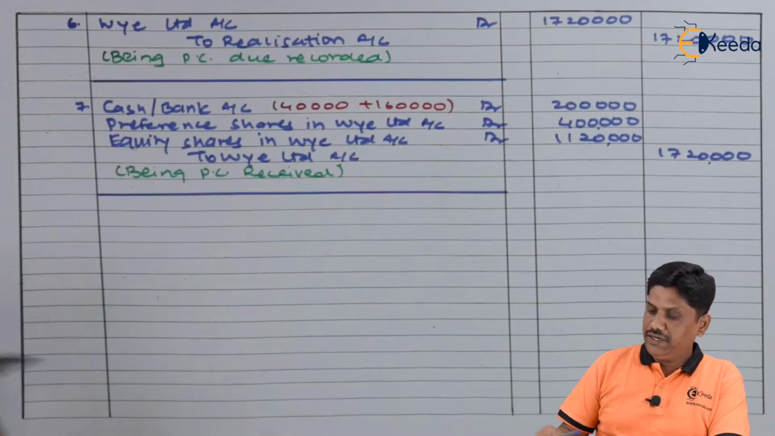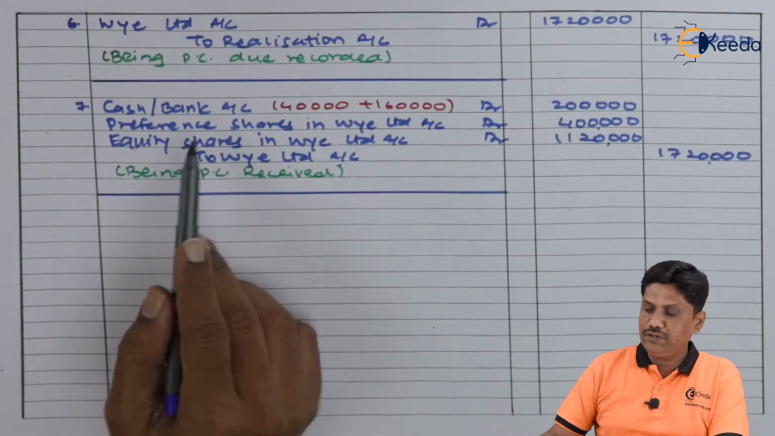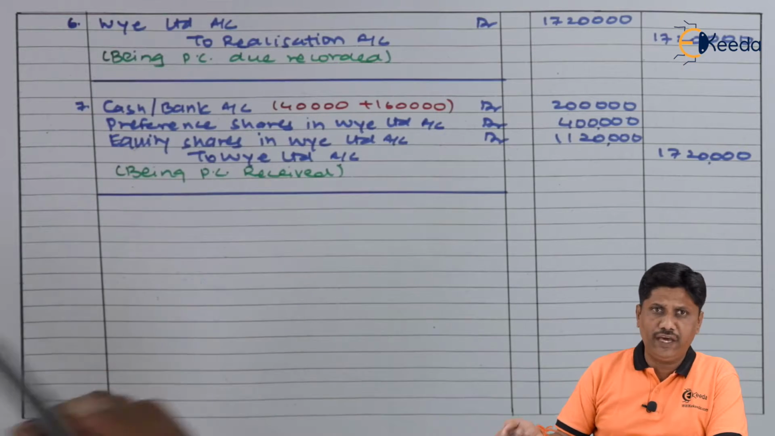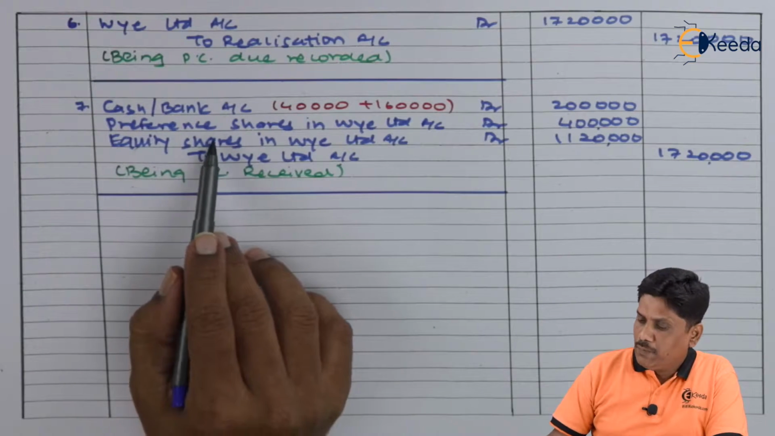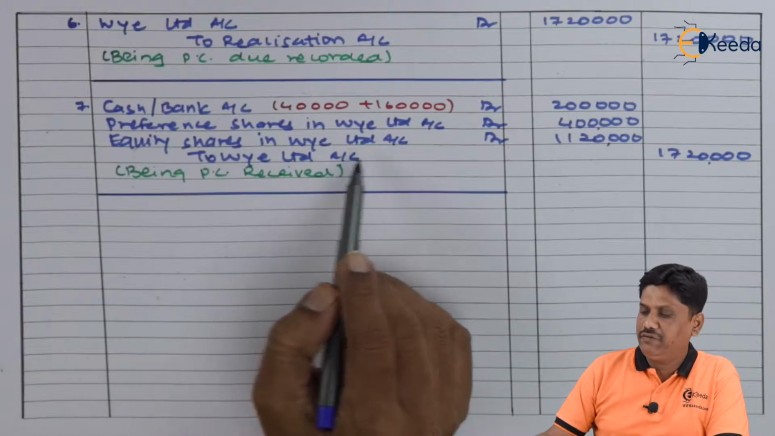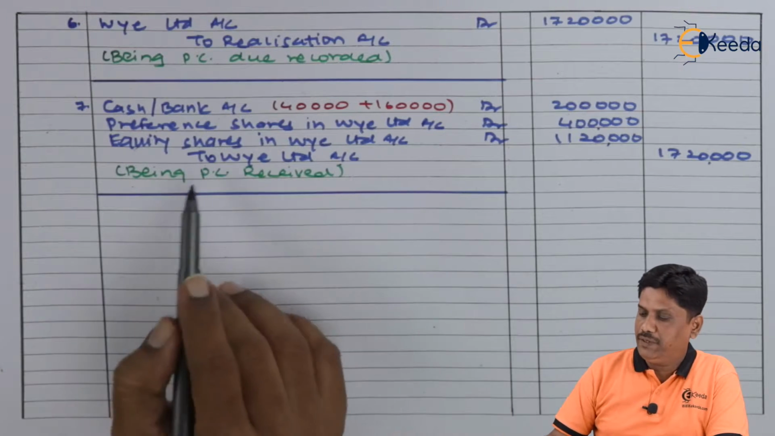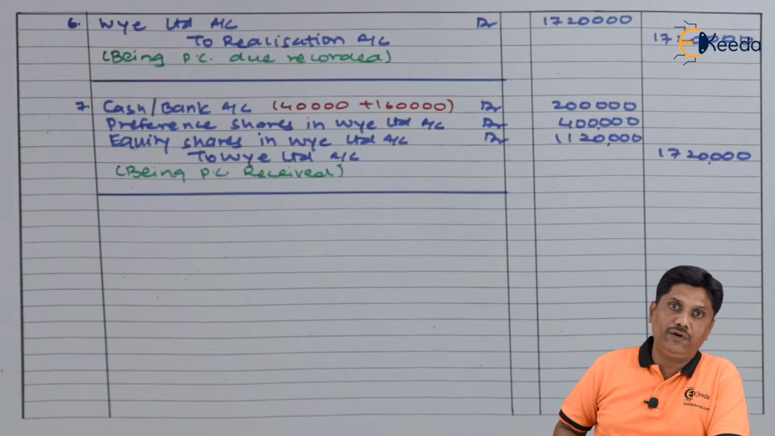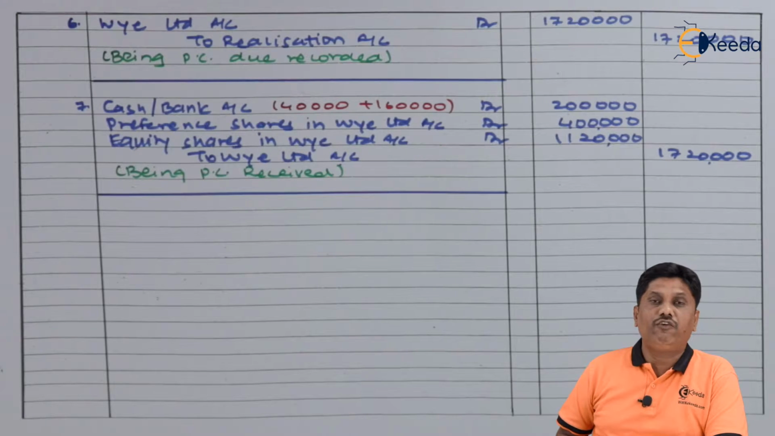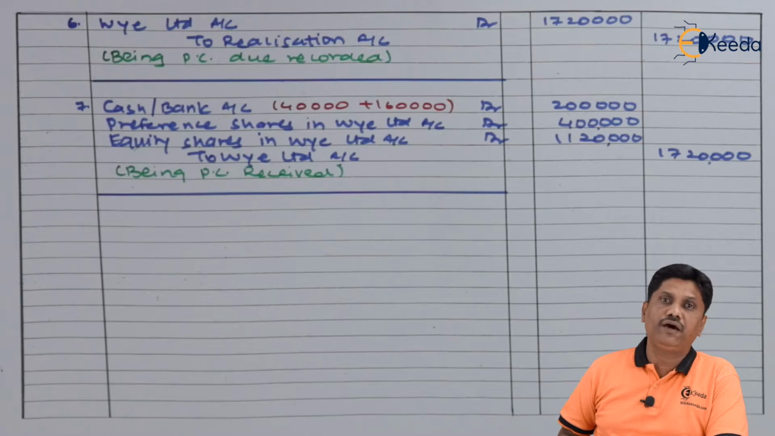Friends, you can notice the entry. It is PC received: cash or bank account debit, cash we are saying cash or bank, preference shares in Y Limited account debit, equity shares in Y Limited account debit to Y Limited, being PC received. Simple, it is copied from your net payment. Now I will follow all instructions which are there in my question.